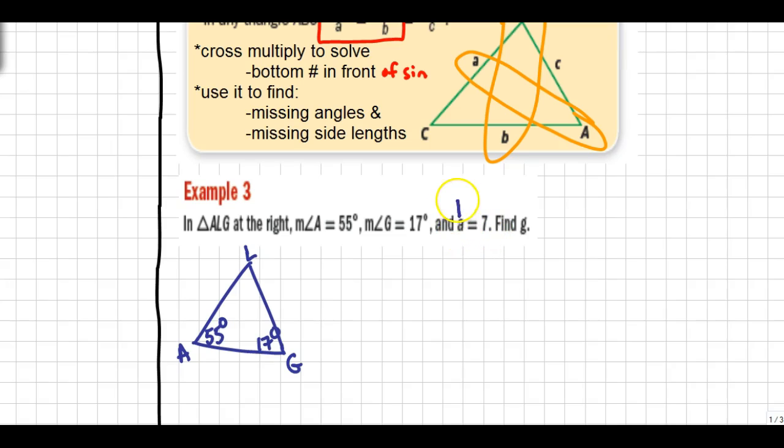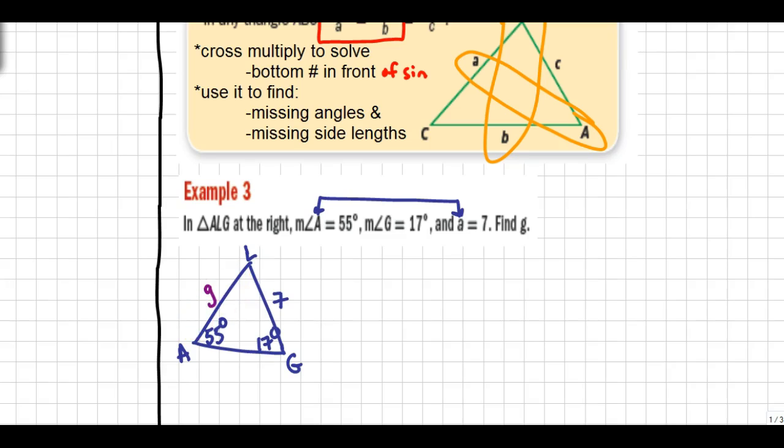Little a has to be across from angle A. Those go together. So little a has to be here, side LG has to be the side that's labeled with a length of 7. So you would lose points here if you put the 7 in the wrong spot. Now you're going to find little g. Little g is across from big G, so our goal is to find this length here.